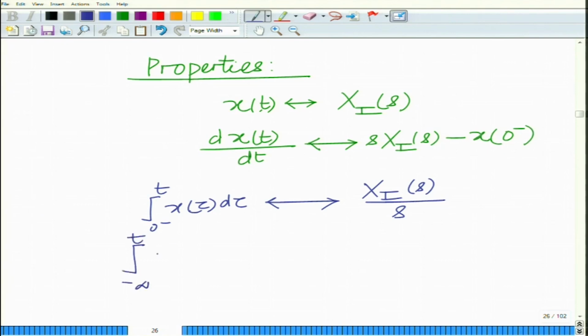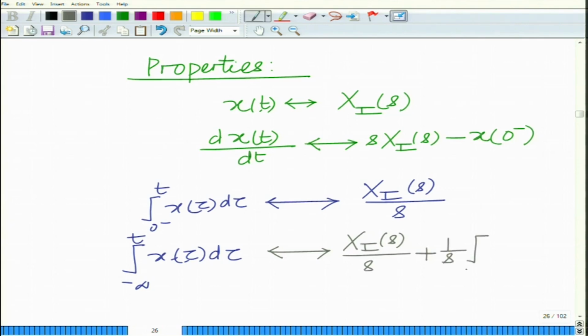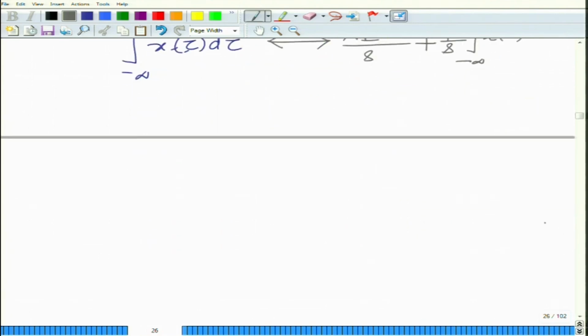and the integral from minus infinity to t of x(tau) d tau will have the Laplace transform X_I(s) over s plus 1 over s times the integral from minus infinity to 0 minus of x(tau) d tau. So, these are some of the properties of the unilateral transform. Let us look at an example to understand this better.